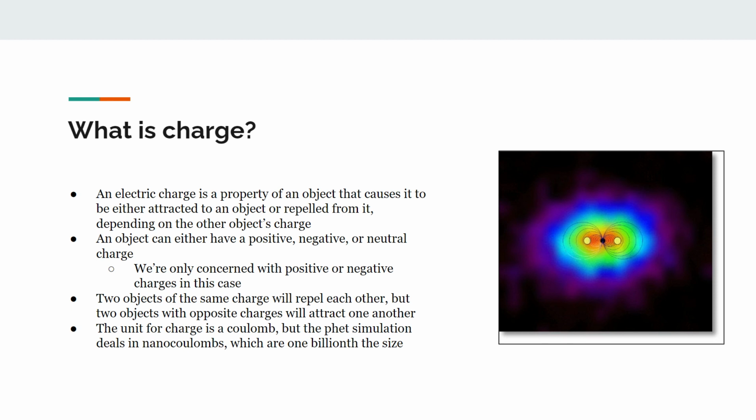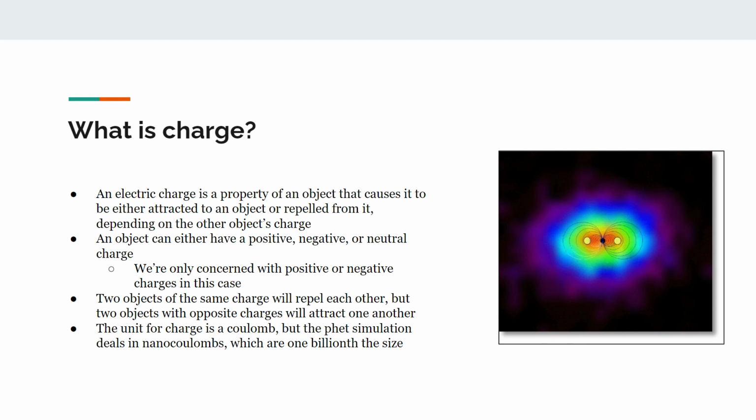Two objects of the same charge will repel one another, but two objects with opposing charges will attract one another. That's where the whole opposites attract notion comes from. If you had two negative charges on the PhET simulator, you can see with the arrows showing direction that they would be opposed to one another. But if you had a negative charge on one side and a positive charge on the other, the arrows would indicate that they are attracted to one another.